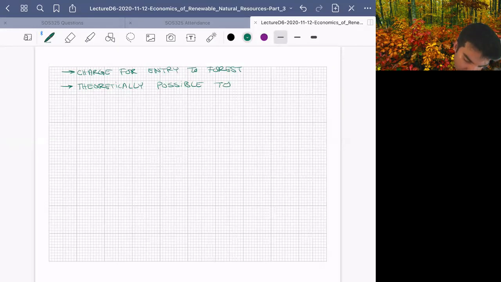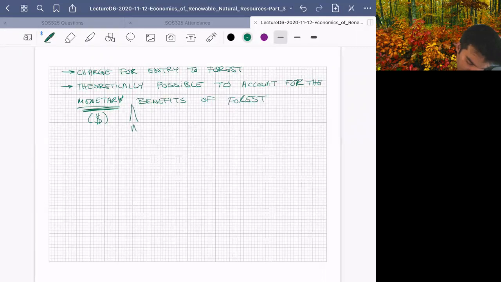to account for the monetary, so in dollar terms, benefits of not timber, of forest. So I'll say the monetary non-timber.